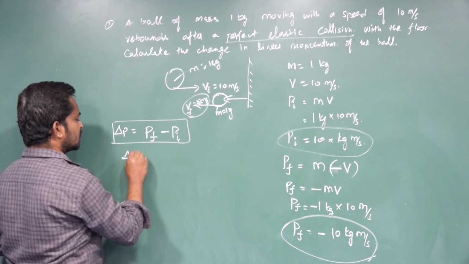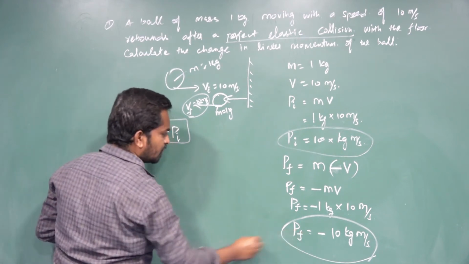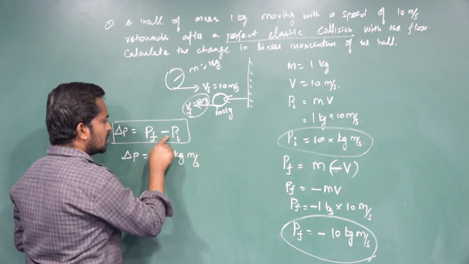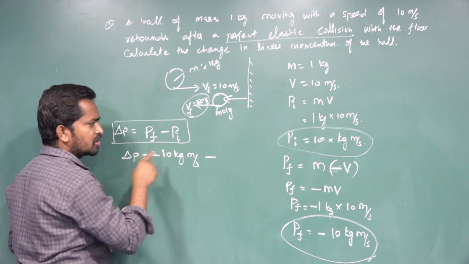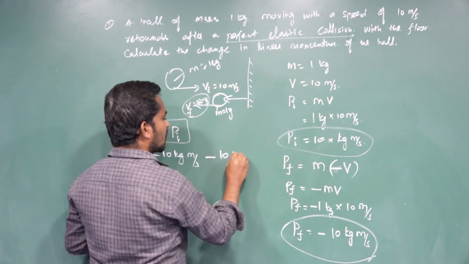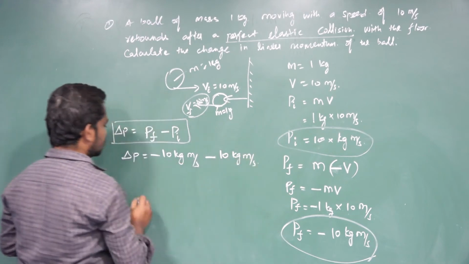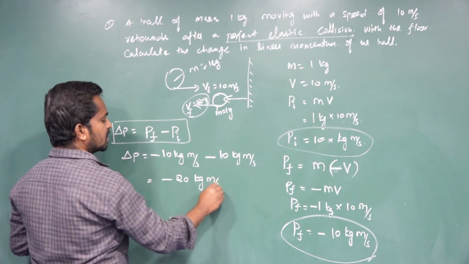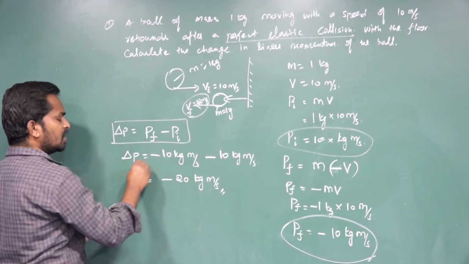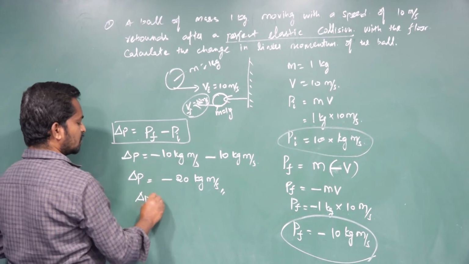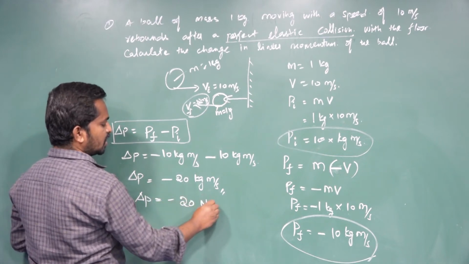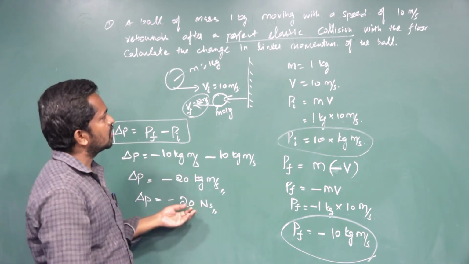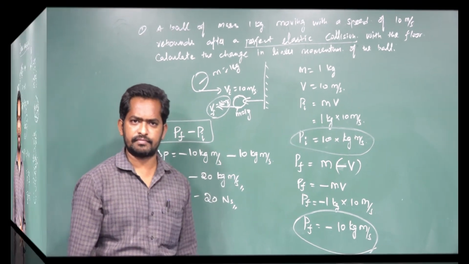So the change in momentum is equal to the final momentum, minus 10 kilogram meter per second, minus the initial momentum, 10 kilogram meter per second, which is equal to minus 20 kilogram meter per second. This is the change in momentum of the ball, or delta P is equal to minus 20 Newton second. It is a very important 2 mark question.